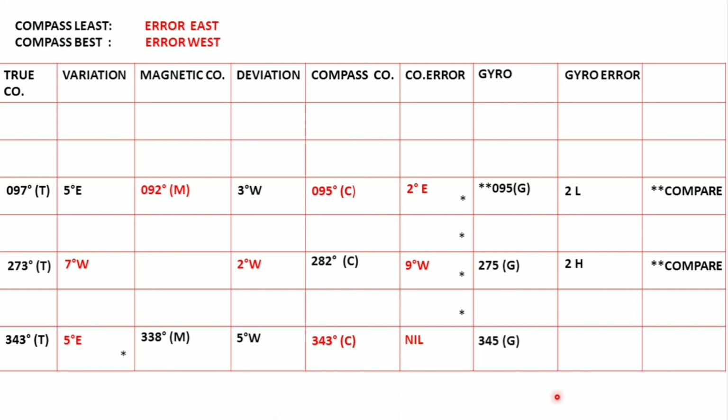So here the last one for just comparing compasses: you have got gyro reading 345. You had an error of 2 degrees high. So gyro is reading higher than the true, 343. If at the same time you read your compass 343, error is nil. And then you can go ahead and find out the rest of the things.